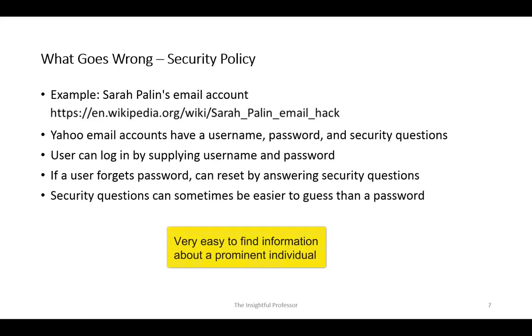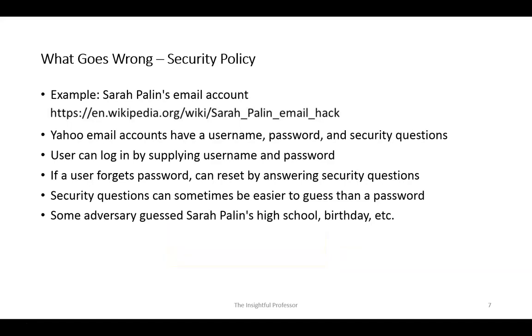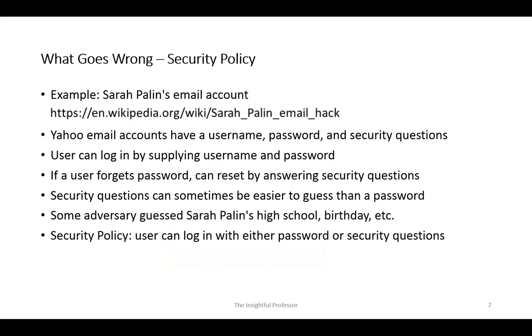The problem is that sometimes security questions can be easier to guess than a password. Things such as an individual's high school and birth date, especially when it's a prominent individual, such as a vice presidential candidate, might be easy to obtain. So the security policy that we encountered here was a user can log in with either a password or by answering security questions.